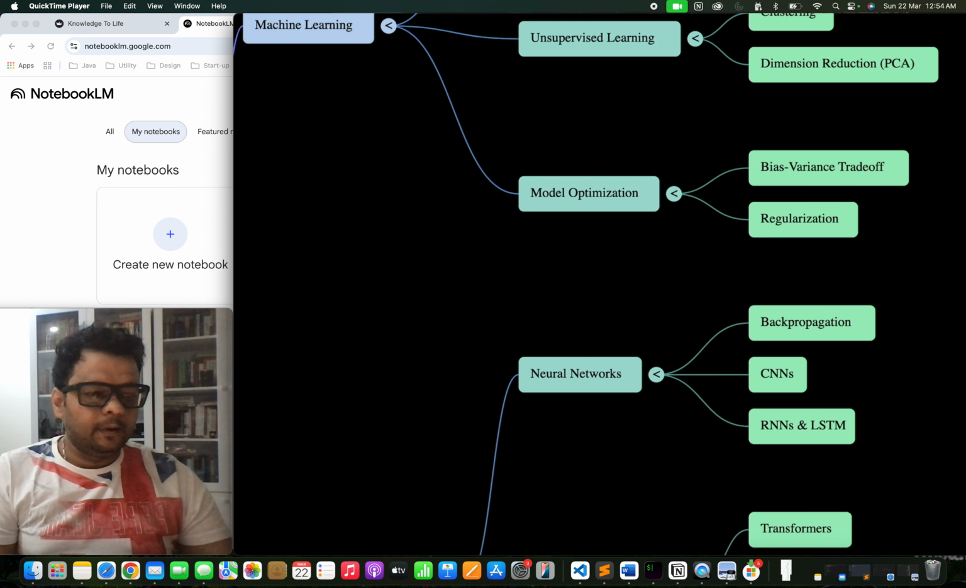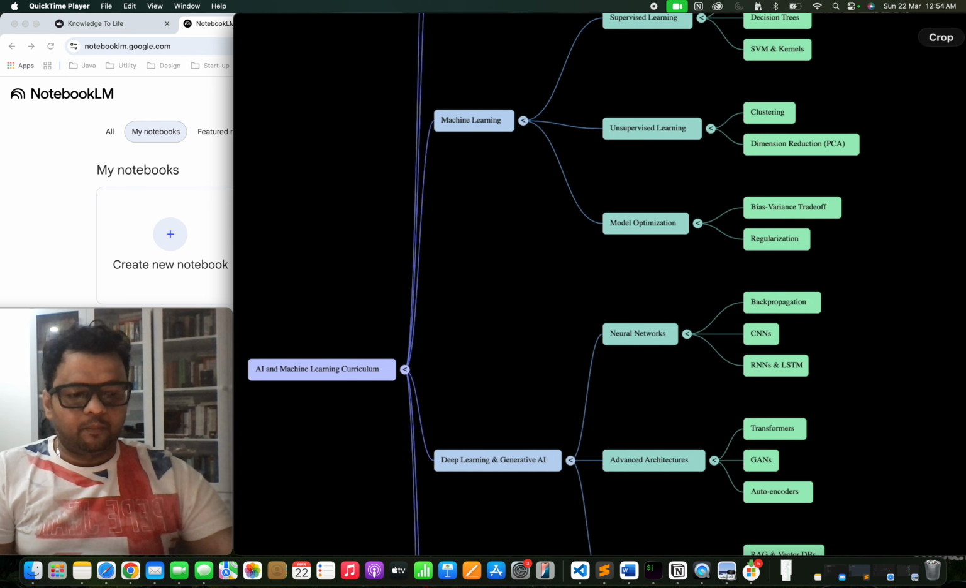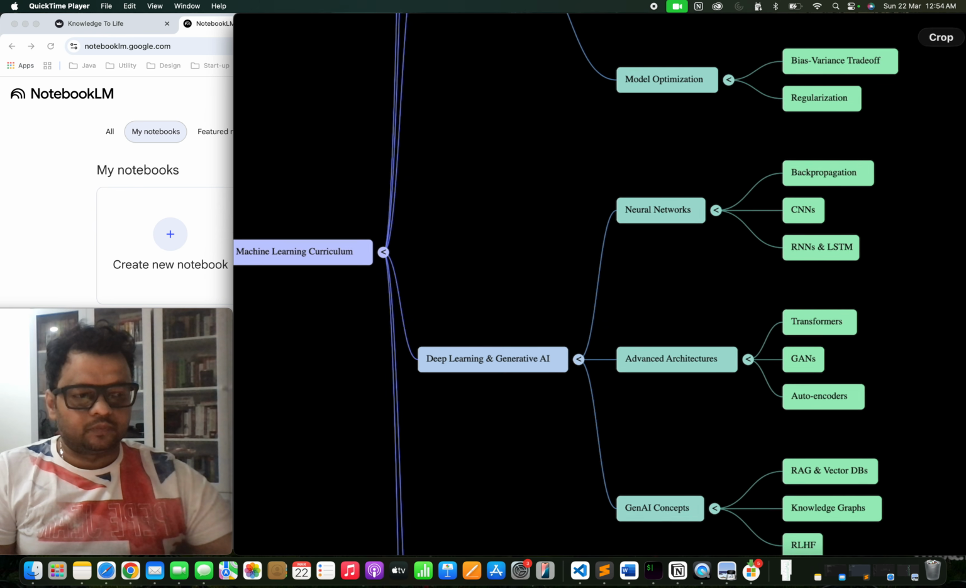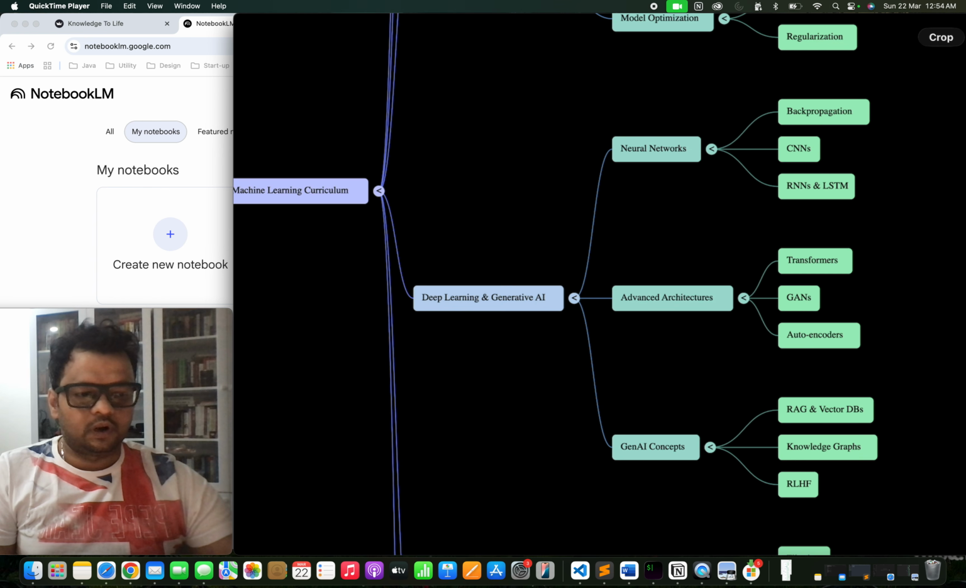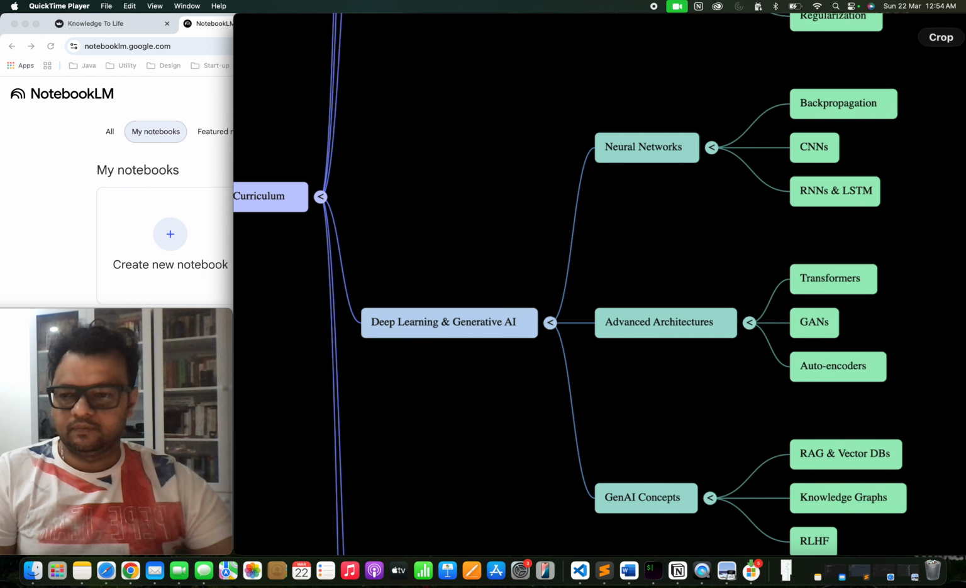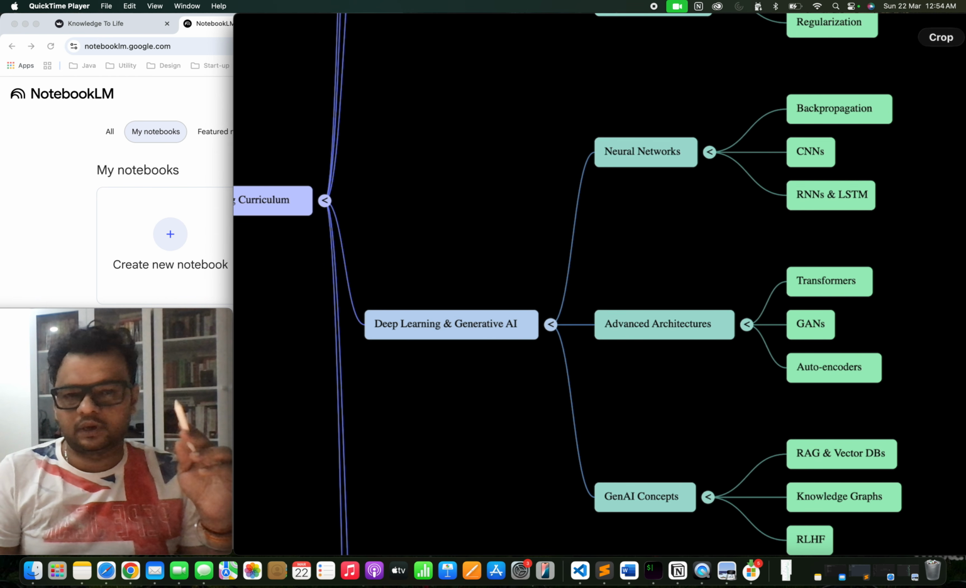outliers, right. Then we'll move into an important aspect of AI and machine learning, which is called deep learning, and from deep learning we'll move on to generative AI. Okay, in deep learning we'll start with neural networks, how backpropagation works, convolutional neural networks, recurrent neural networks (RNN), and long short-term memory (LSTM).